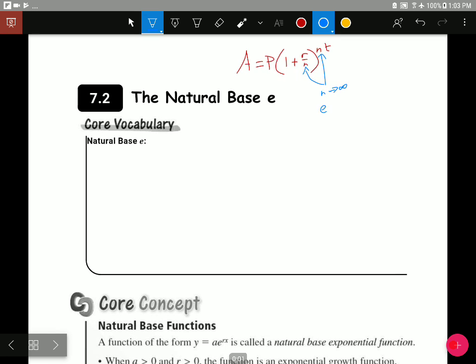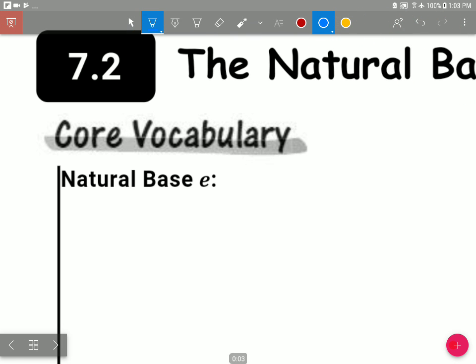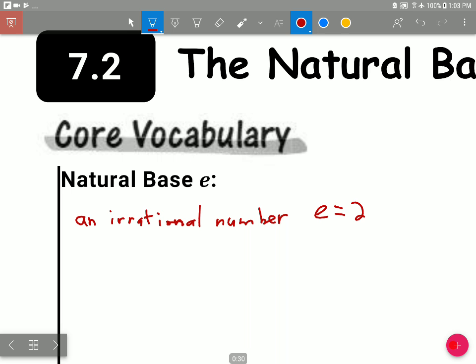So e is when you get things continuously, when you're doing things forever. So let's start here. It is an irrational number. An irrational is basically a big fancy name for, hey, you can't write it as a fraction. It is a non-repeating decimal. It's an irrational number. And e equals roughly 2.718... Just like pi is 3.14159 blah blah blah, e is a non-repeating decimal.